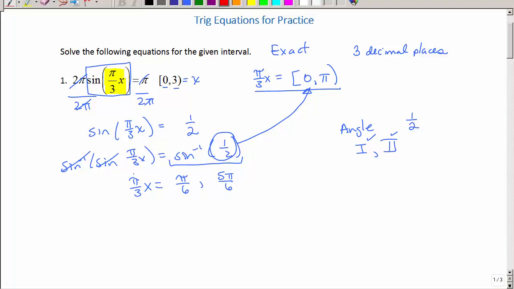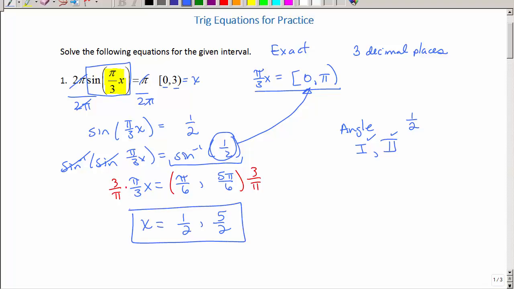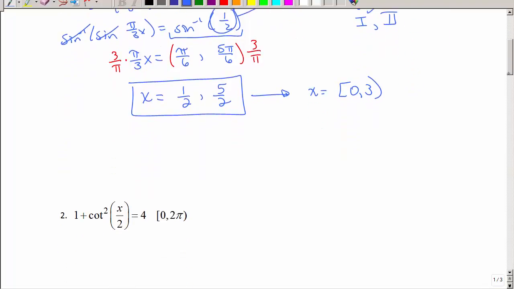Then the last step we do is to solve for x by multiplying both sides by 3 over pi and reducing those fractions. These answers are in the original interval between 0 and 3 because we've solved for x. Let's look at another problem.